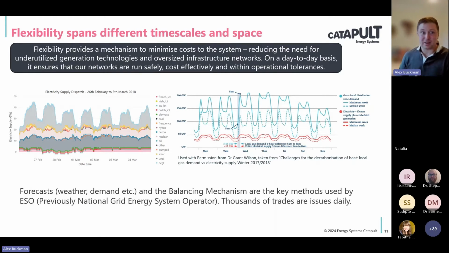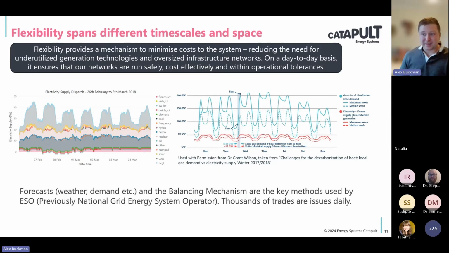And on the left, you can see the chart for that week that shows how we dealt with the Beast from the East. How did we deal with the flexibility challenge there? Where did we get it from? What that really shows us is that during those extreme conditions, we relied heavily on our fossil fuels. So roughly 80% of our flexibility in that week was provided by fossil fuels.